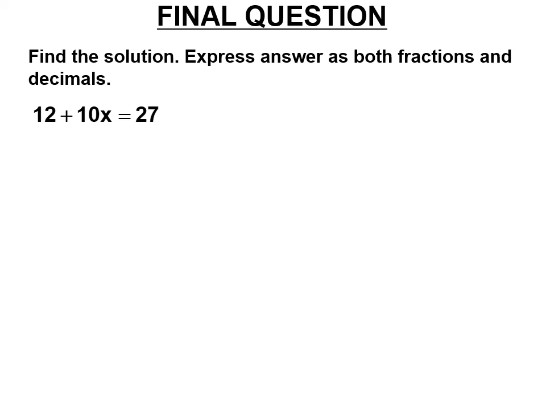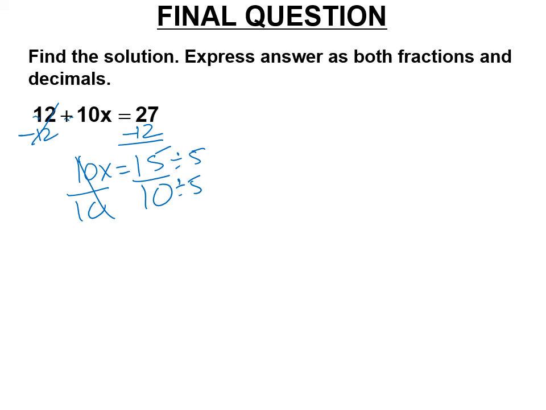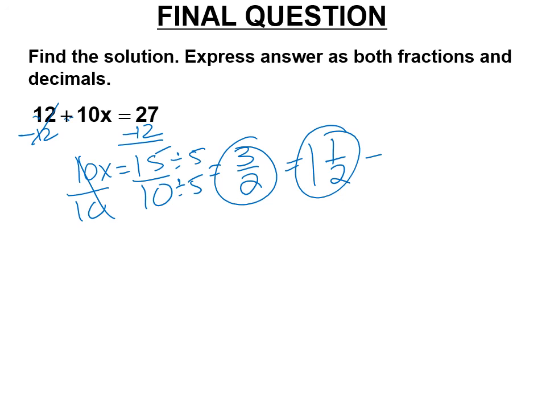All right, so again, we're subtracting 12 here, not because of this plus, because it's a positive 12. And we get this plus 10x becomes a positive 10x. 27 minus 12 is 15. Divide both sides by 10. 15/10, definitely not simplified. We get 3/2, which is correct, which is 1.5. Anytime you get a half, you get 0.5.